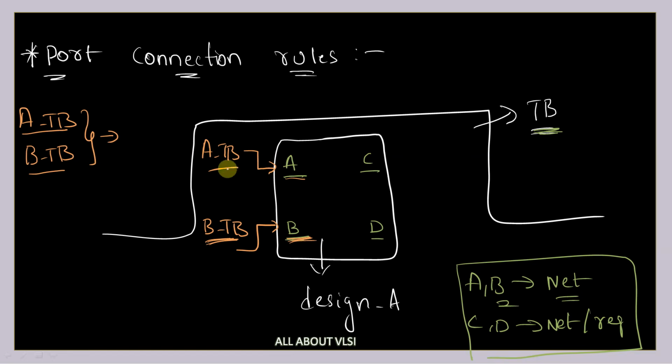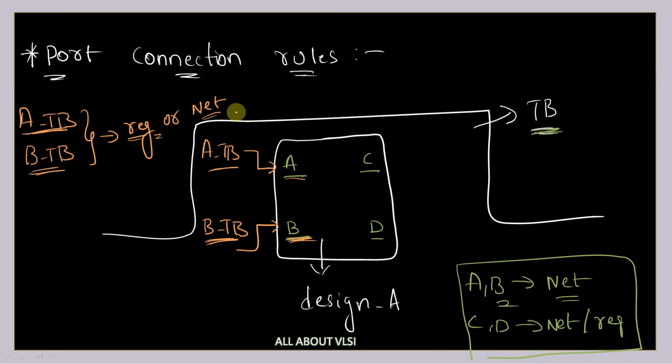Okay. So A underscore TB and B underscore TB can be of reg or of net data type. Why reg? The reason for declaring them as reg is that we can store any data in A underscore TB and that can be connected to A, so that the data stored inside A underscore TB will be directly connected to our design variables, that is A and B.